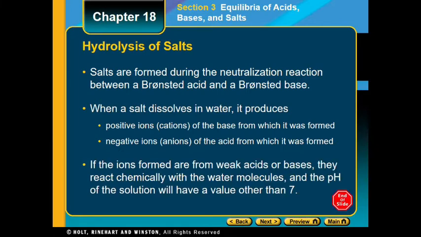And I will go through an example of this right after this next part. If the ions are formed from a weak acid or base, they react chemically with the water molecules, and the pH of the solution will have a value other than 7. And I'll also explain to you how that pH value changes. So let's look at a quick example for this general classification.